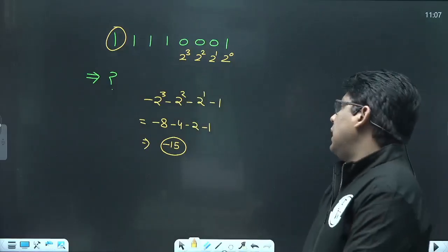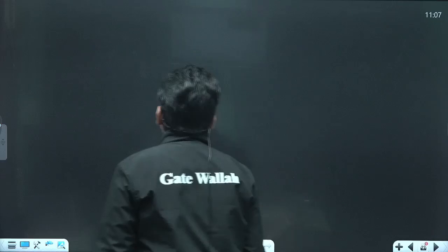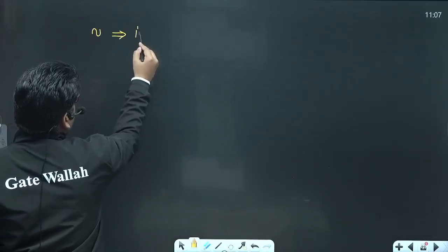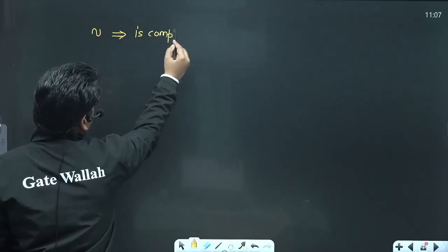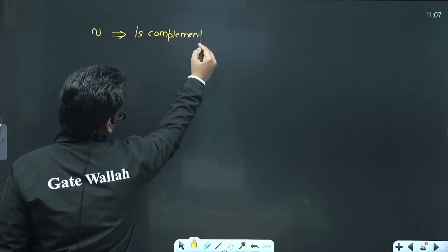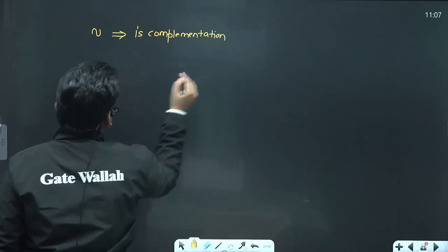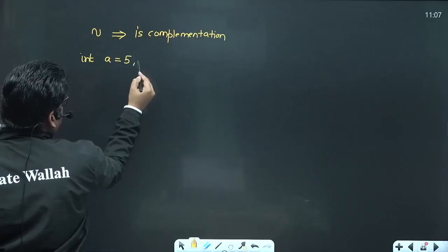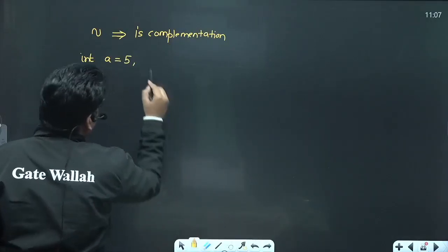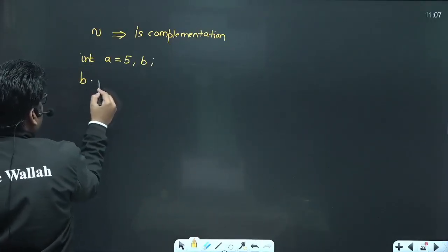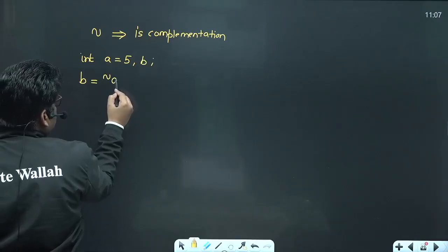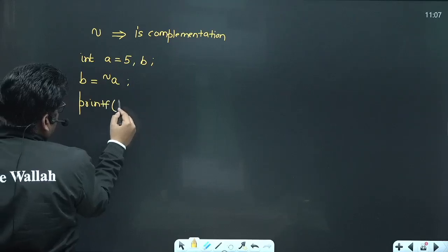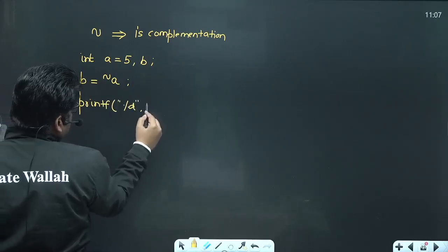So now let's understand. The operator tilde is nothing but it performs the ones complement. So let's try to understand. If I write int a is equal to 5, comma b, and I perform b is equal to ones complement of a and try to print the value of b, what is the answer?